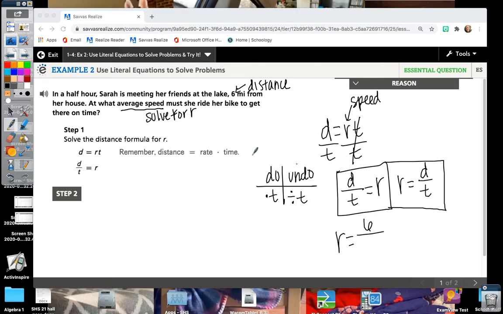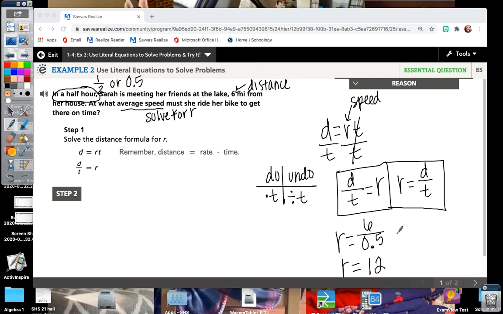And then her time, it says in half an hour. So you can plug in a half or you can plug in 0.5. I like 0.5 because a half is already a fraction and I don't want to put a fraction inside of a fraction, so I'm going to use 0.5. And then you can just plug this straight into your calculator, and 6 divided by 0.5 will give you 12.